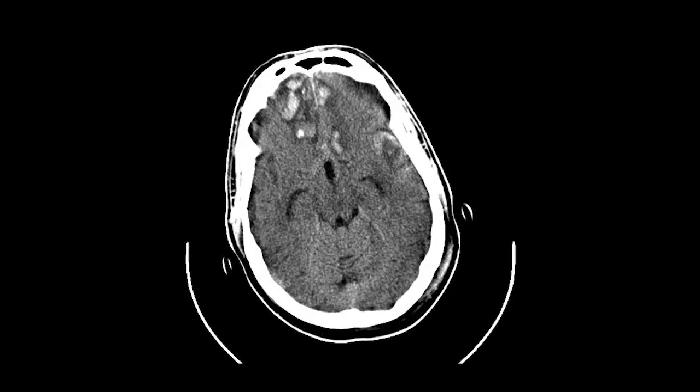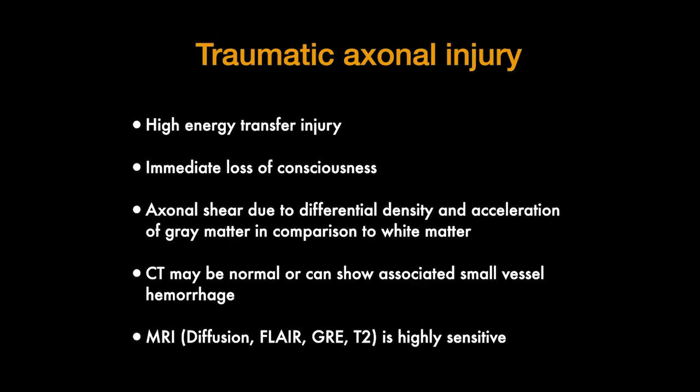And here's another patient with extensive inferior frontal cortical contusions as well as a left anterior temporal cortical contusion. Traumatic axonal injury is due to high energy transfer mechanisms and usually associated with immediate loss of consciousness.